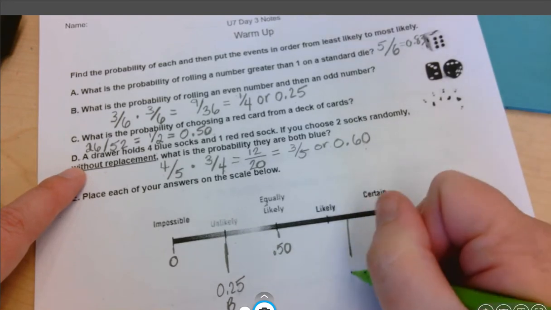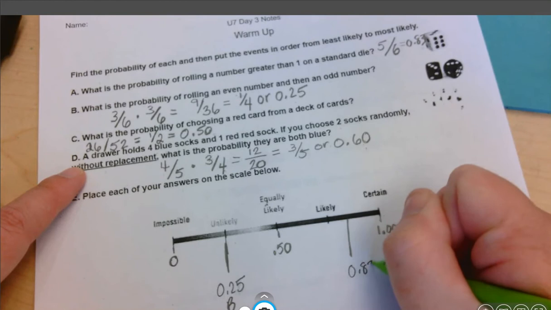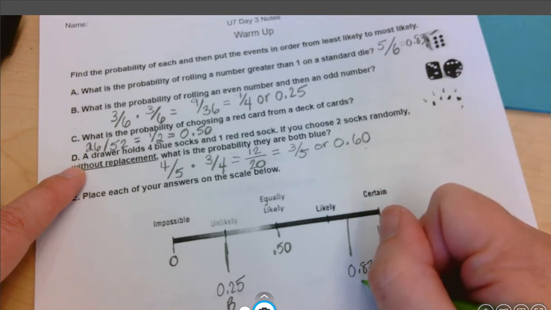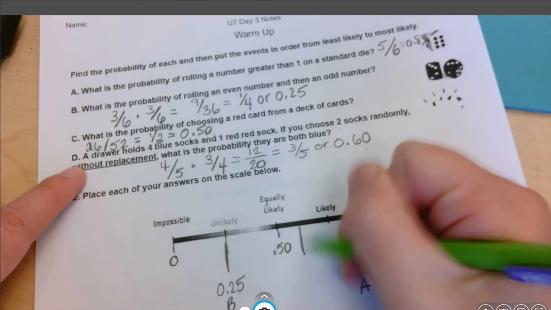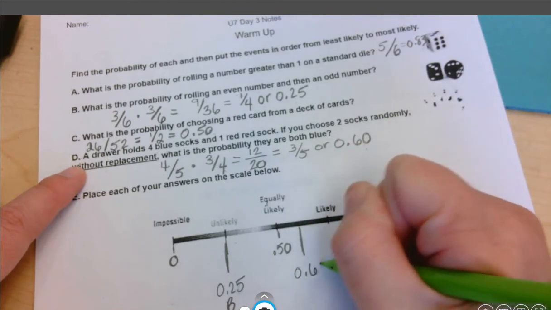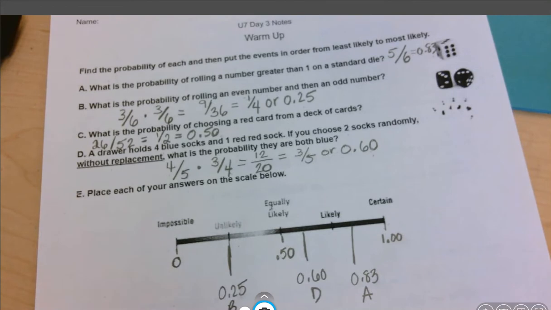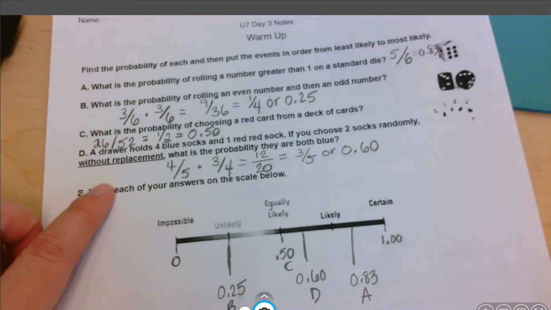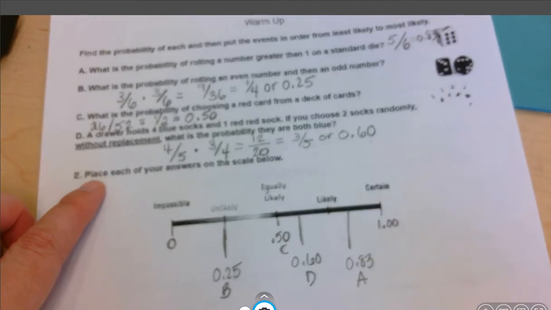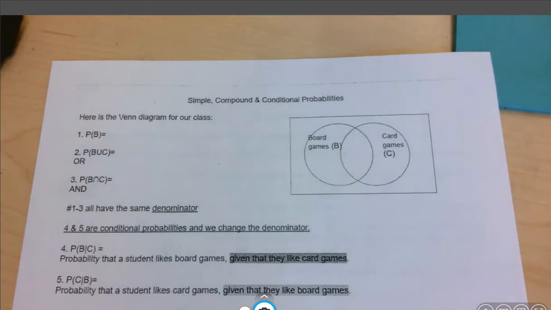Okay, so for this one we said 0.83, which was answer A. And then over here, 0.60, which was answer D. So I think we still have answer C to put. Oh, it was already on there, right? So the 50% is already right here in the middle. So I'll just put that right there, answer C. All right, anybody have a question on that?